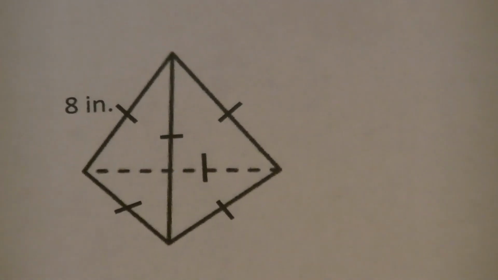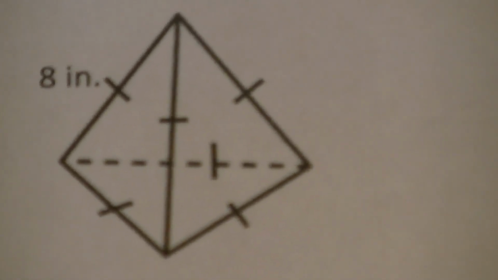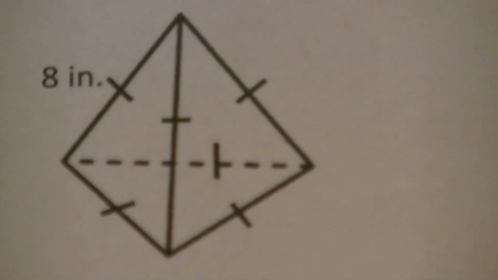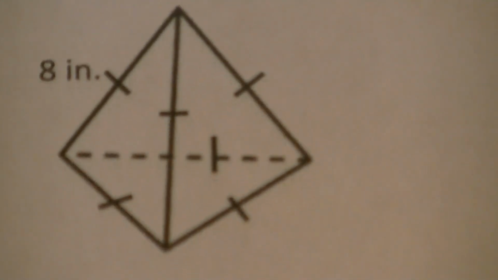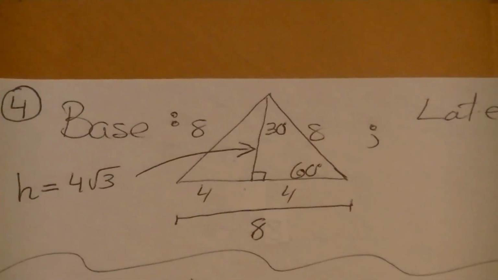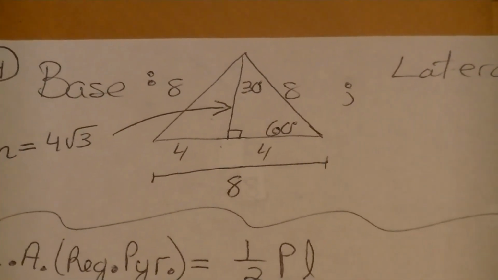Kind of a neat one. This is a regular tetrahedron. So it is a pyramid. So what is the lateral area and the surface area? All right, 2 ways to do it. Here's the hard way. Hard way is, well, if I'm going to use the 1/2 PL formula, I need to know a slant height.